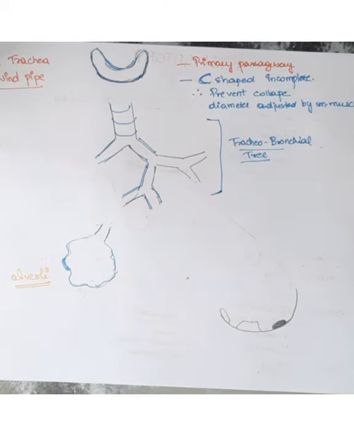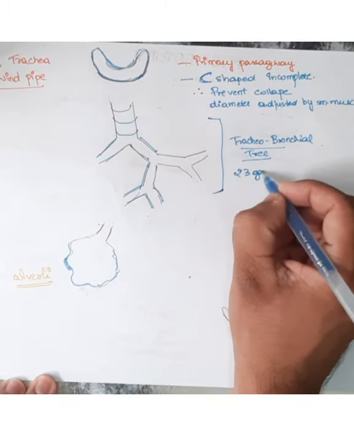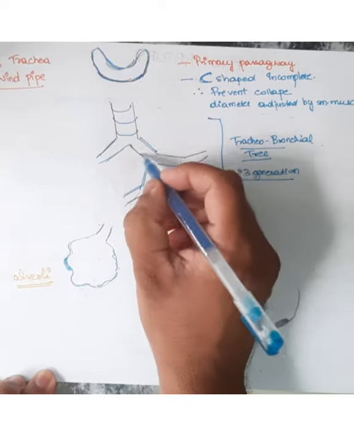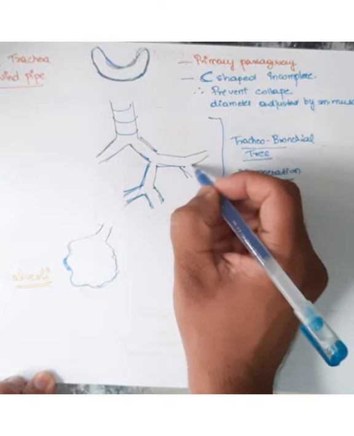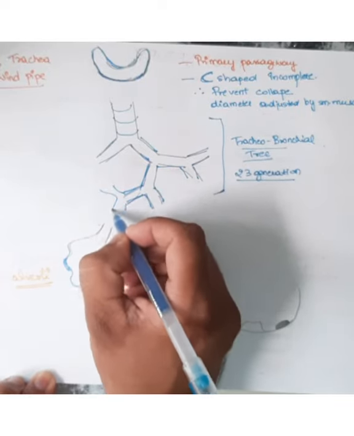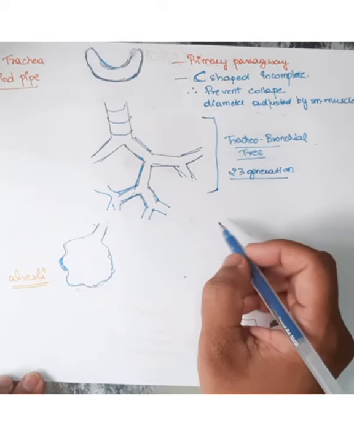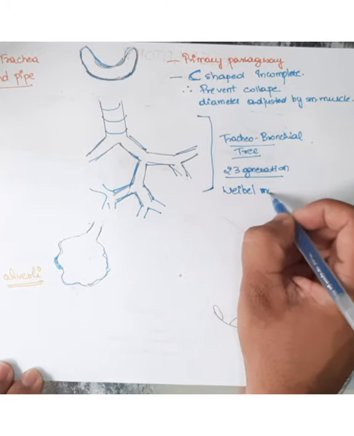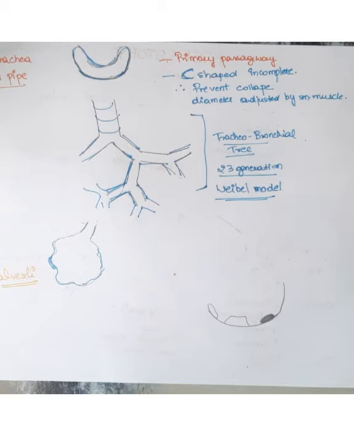This bronchi is partitioned into 23 generations, where each generation gives rise to 2 daughter generations. Again it goes on dividing. So you do have 23 generations of tracheobronchial tree, which is given by the Weibel model.